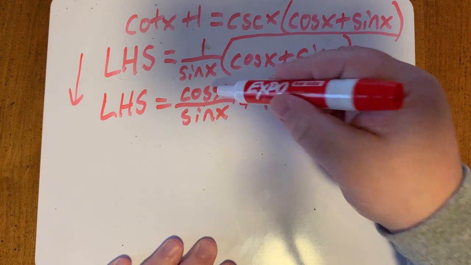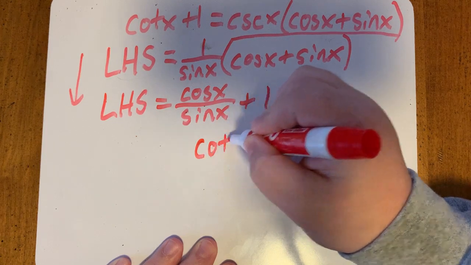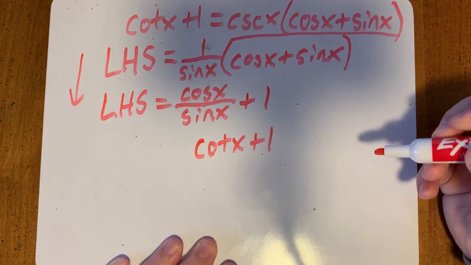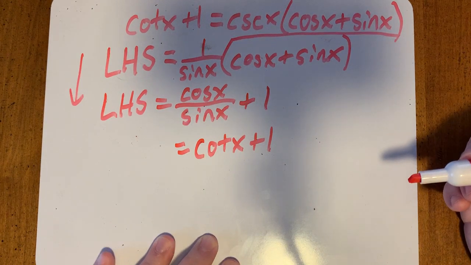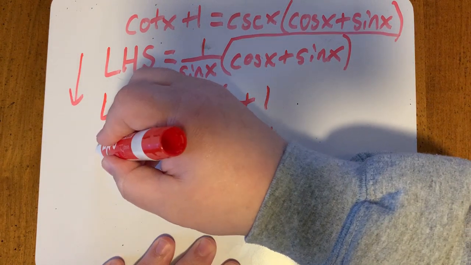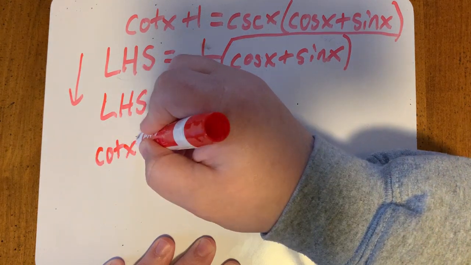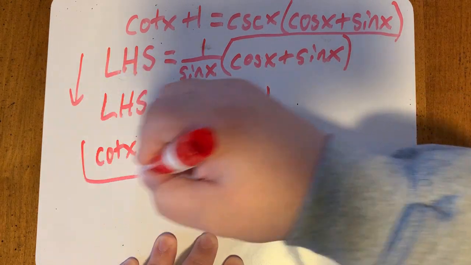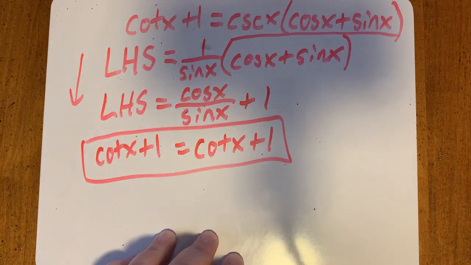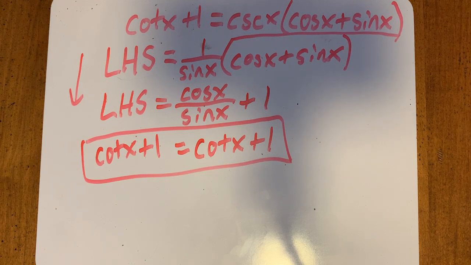But now, that's cotangent of x plus 1. And that's what we wanted. And in your verifying, your last step should always be exactly the same thing on the left-hand side as you have on the right-hand side. So this should always match up. So we only worked with one side of the equation, essentially ignored the other side, in order to get them to match up.